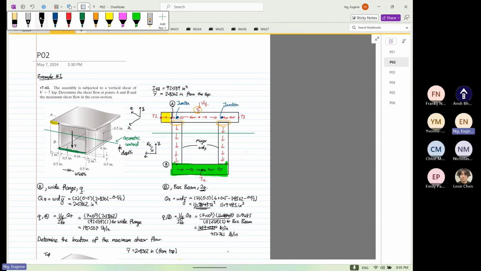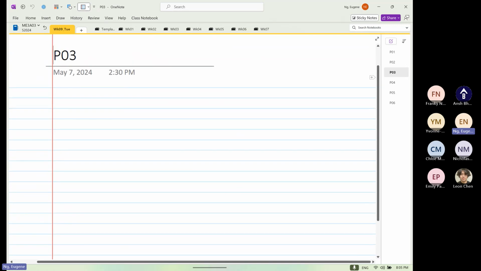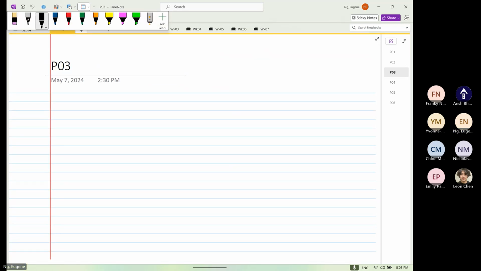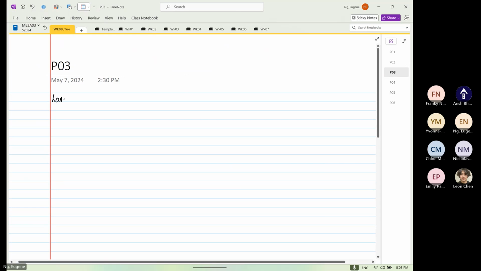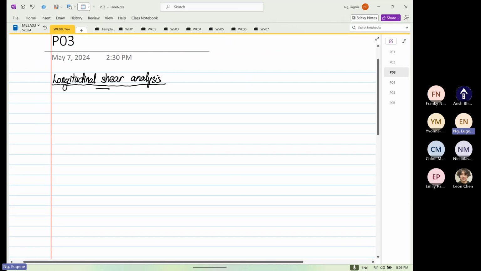I'm going to go into a new subtopic. Okay, so the new subtopic that we're going to talk about is known as longitudinal shear. And you have to apply whatever has been taught so far. Yeah, you have to apply everything. And when I say everything, you also have to apply thin wall analysis. And there's an additional 2 rules. Okay. So what do we mean by longitudinal shear analysis?